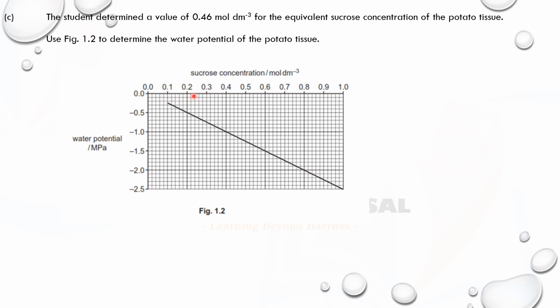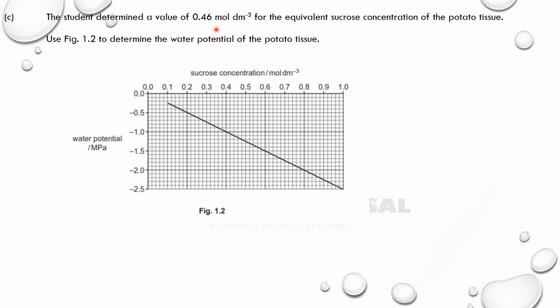This is your x-axis, this is your y-axis. Determine the value of one box. So for this x-axis, which is sucrose concentration in mole per dm cube, what's the value of one box here? From here to here is 0.1, so 0.1 represents 5 boxes. So one box will be 0.1 divided by 5, which will give you 0.02. Is that okay? So one box is 0.02.